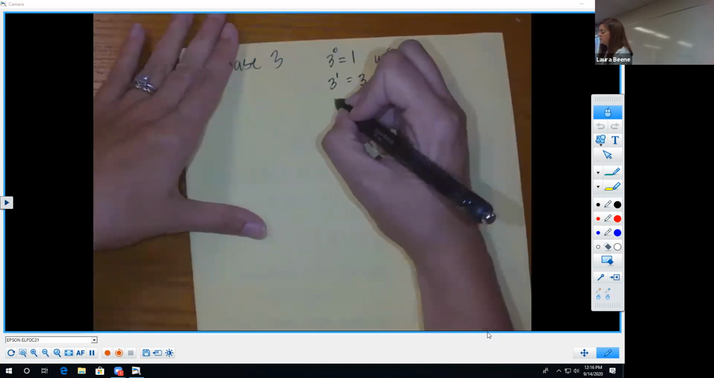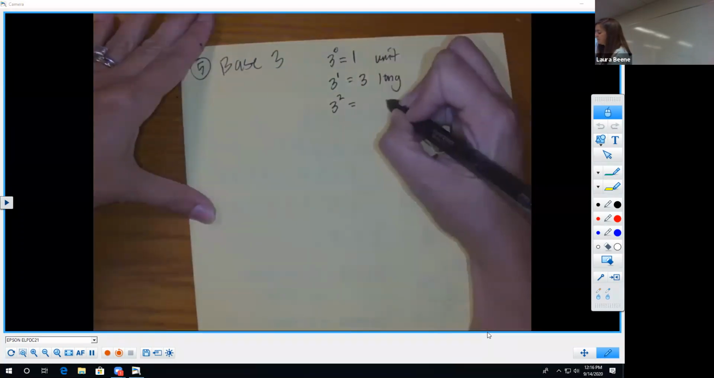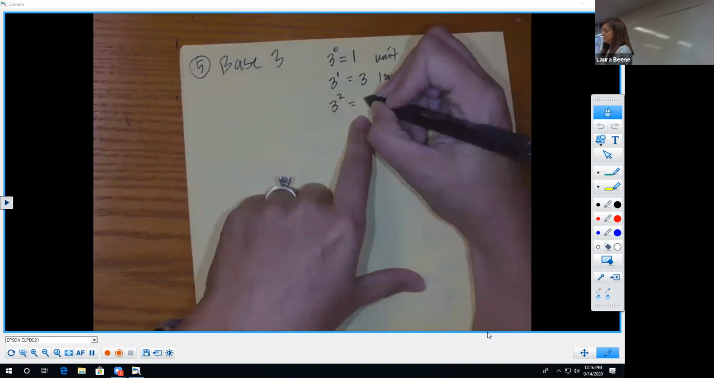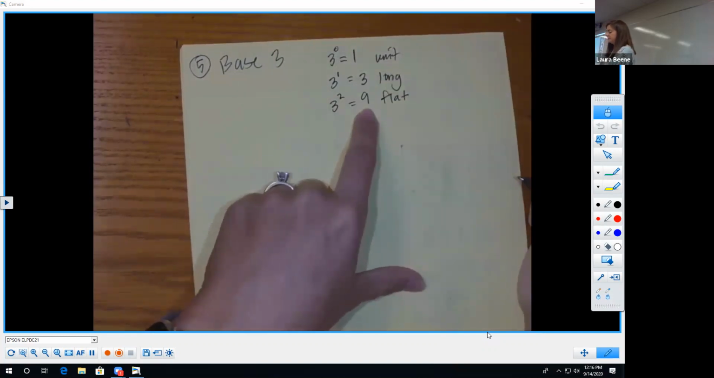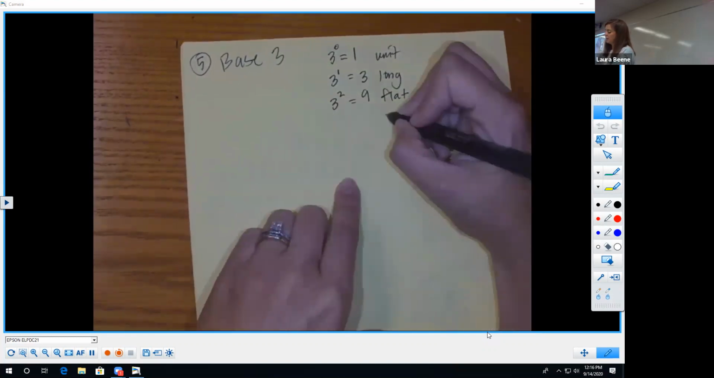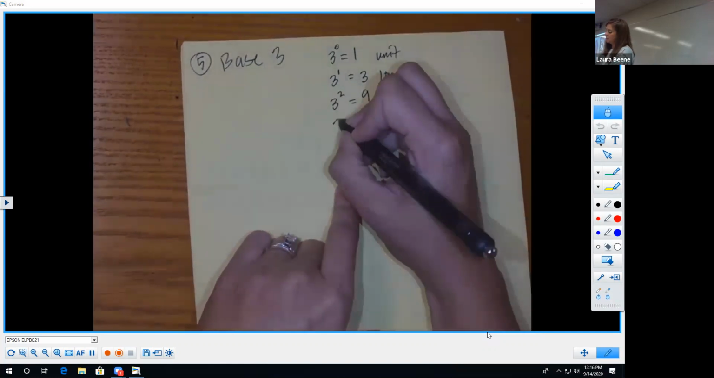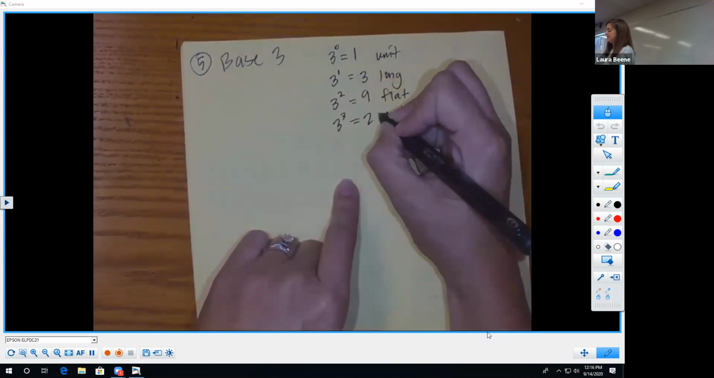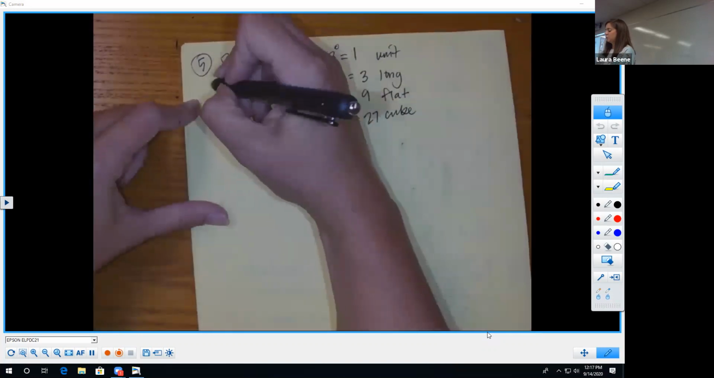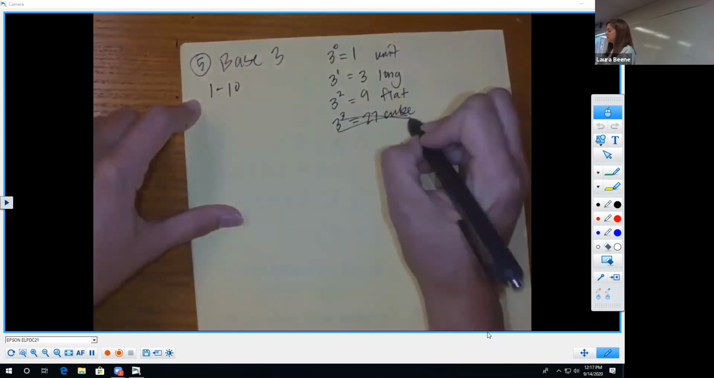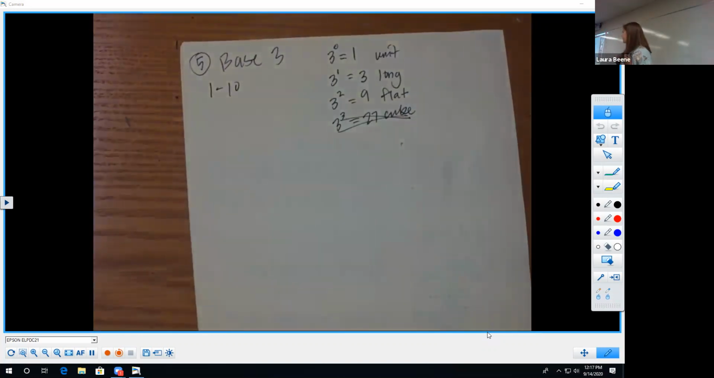Then 3 to the second power would be the flat here, which is 9. So 9 units make a flat. And then the cube here, 3 to the third power, is 27. I'm only counting from 1 to 10, so I'm not going to get up to a cube here. I'm only going to use a flat.